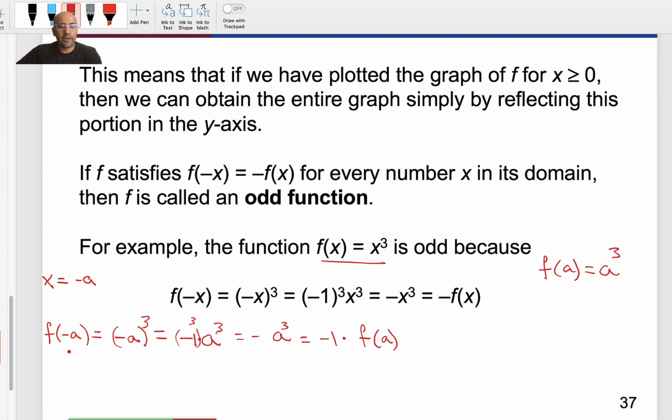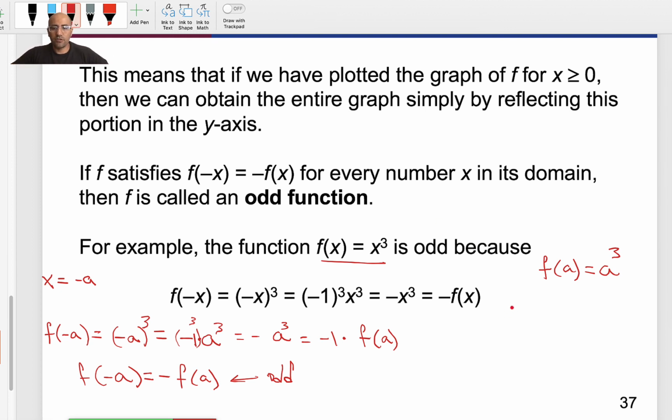Good. So if we have the case where f of negative a equals negative f of a, then we have something that's odd. Right? So any function that satisfies this condition, plugging in a negative a is equal to negative 1 times f of a, then you have yourself an odd function. And x cubed is the most classic example of that.